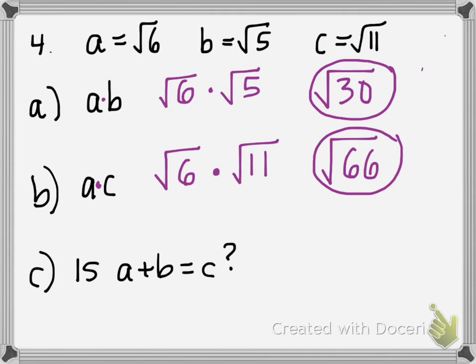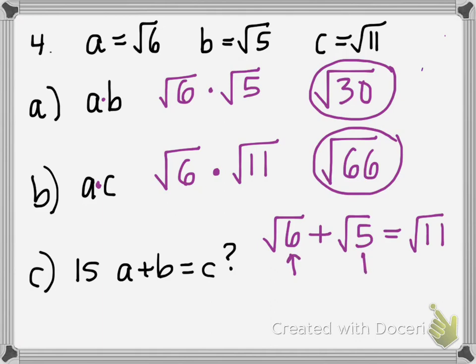Lastly, they're asking us, is A plus B equal to C? So let's substitute. A is the square root of 6, B is the square root of 5, and is that equal to the square root of 11? So really what they're asking here is, can you just add the inside numbers when you're adding radicals? Well, we've already proven in class that in order to add radicals, we have to have like radicands. The radicands here are 6, the numbers inside, and 5. These are not alike. They have to be identical.